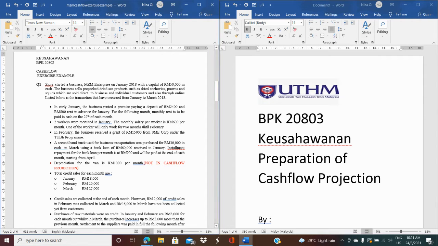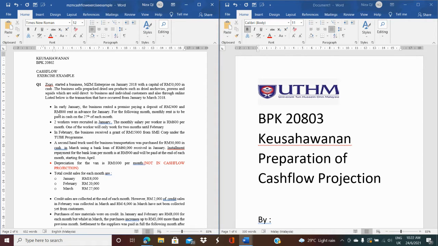In the first transaction, in early January, the business rented a premise, paying a deposit of 2,400 and RM 800 rent in advance for January. For the following months, monthly rent is to be paid in cash on the 27th of each month. Then 2 workers were recruited in January. The monthly salary per worker is RM 600 per month. One of the workers will only work for 2 months until February.